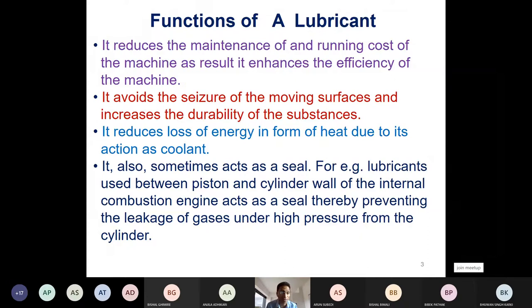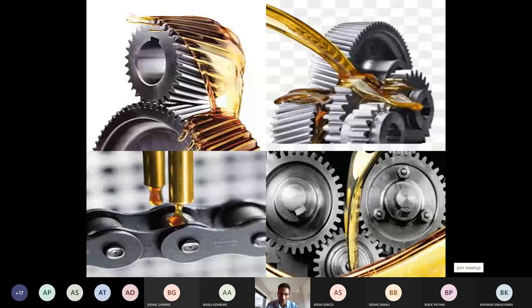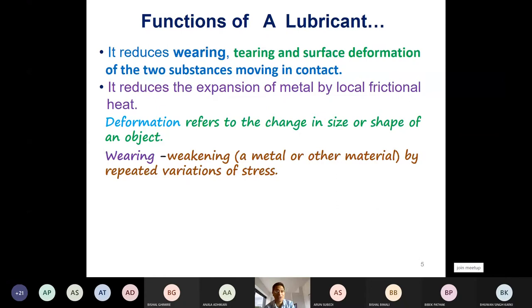And these four pictures show that we have to use lubricant between two surfaces which will move. In the first two, and the third one, lubrication is done in the chain of a bike and the gear of a machine. And it reduces wearing, curing, and surface deformation, meaning change in shape and size of the surface will be decreased when we use lubricant. Wearing means weakening or loss. It reduces the expansion of metal by local frictional heat.